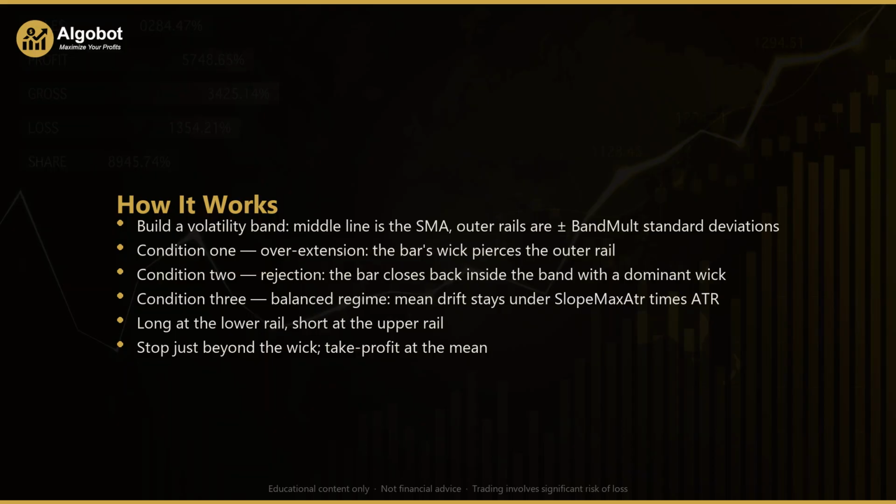When all three align, and no position is already open, the entry is placed. On a long, the stop loss sits just below the rejection wick, with a small ATR buffer added for breathing room, and the take profit is set at the mean, the middle band. On a short, it's flipped, with the stop just above the wick and the target back at the mean. The logic is simple. A balanced market revisits its average often, so the exit aims for that repeatable move, while the stop closes a failed trade quickly.